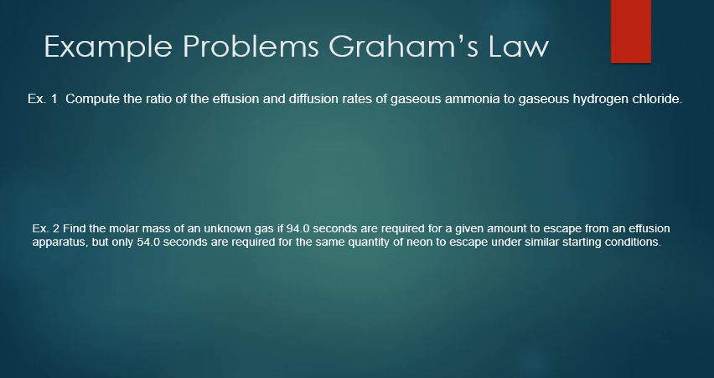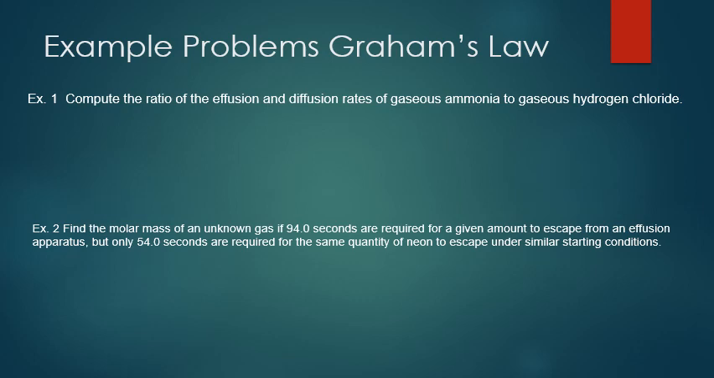Graham's law problems. So the first one just asks us to compute a ratio of the effusion of gaseous ammonia to gaseous hydrogen chloride. So when we're looking at this, anytime you have the ratio, they don't care what the actual velocities are. They just want to know the difference between the velocities, or that ratio of the velocities in comparison to each other. So you can choose whichever one you want to be your gas 1, gas 2.